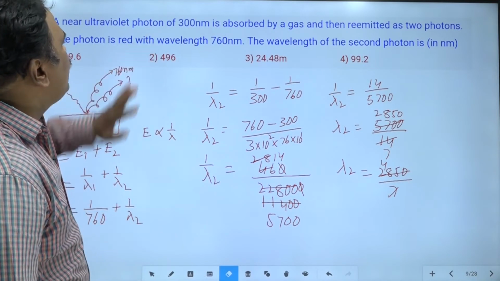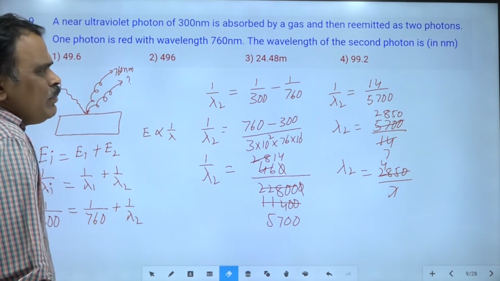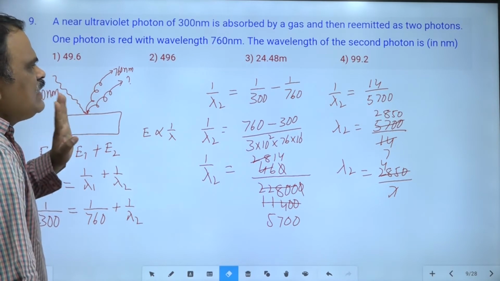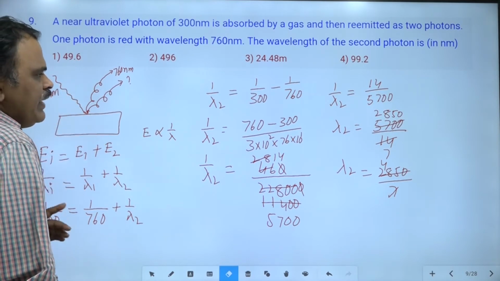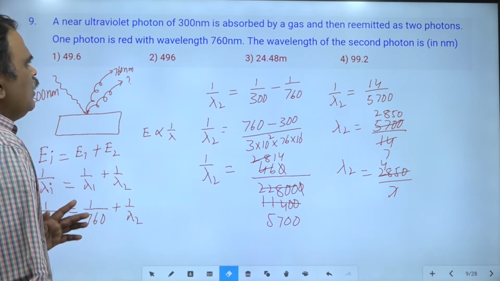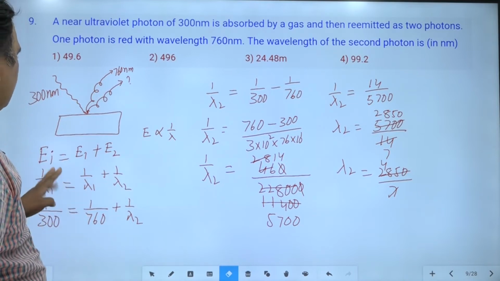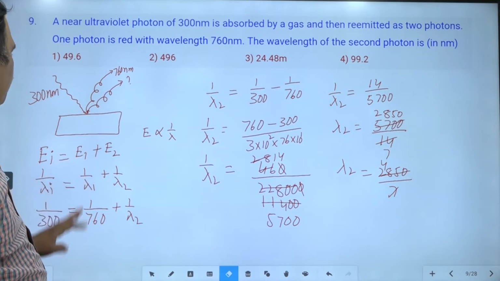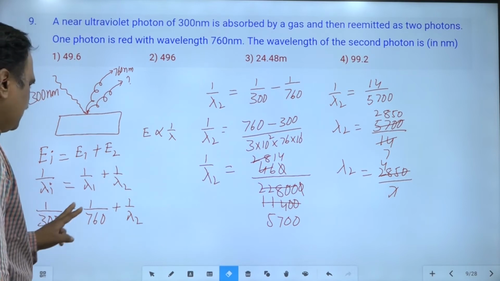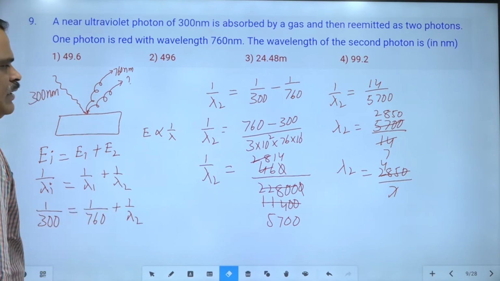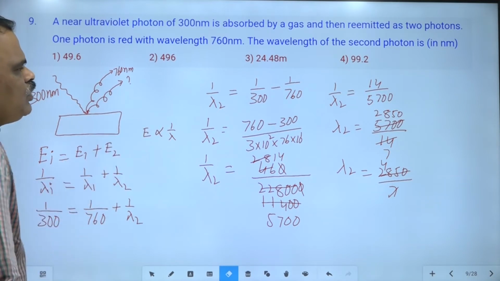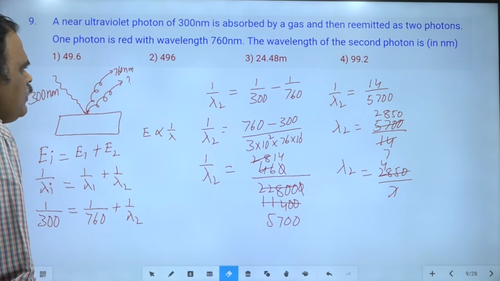So, a near ultraviolet photon of wavelength 300 nanometer is observed by a gas and re-emitted as 2 photons. One photon is having wavelength 760 nanometer. The wavelength of the second photon we have to find out. Now, energy of incident is equal to E1 plus E2. 1 by lambda incident equal to 1 by lambda 1 plus 1 by lambda 2. So 1 by 300 is equal to 1 by 760 plus 1 by lambda 2. Now, 1 by lambda 2 equal to 1 by 300 minus 1 by 760.